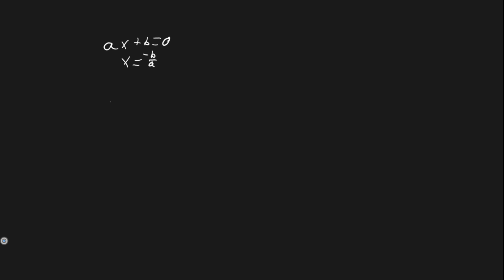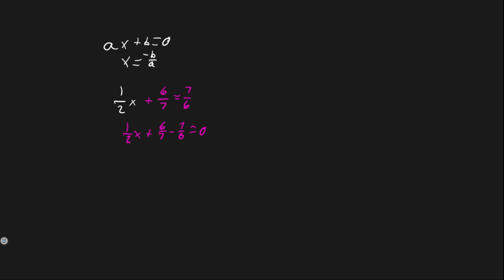And our last example is going to be a fraction. So we're going to have 1 over 2x plus 6 over 7 is equal to 7 over 6. So we're going to go ahead and subtract 7 over 6 to give us 6 over 7 minus 7 over 6 is equal to 0.